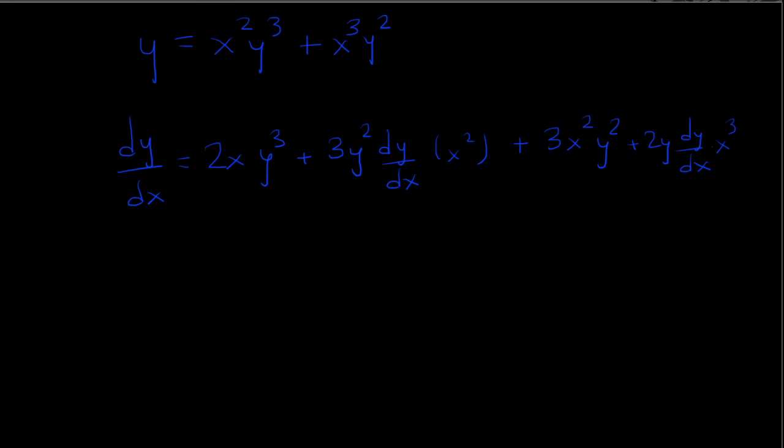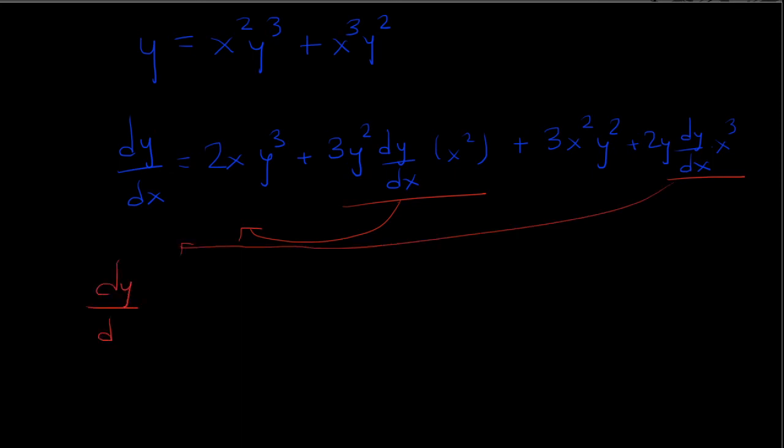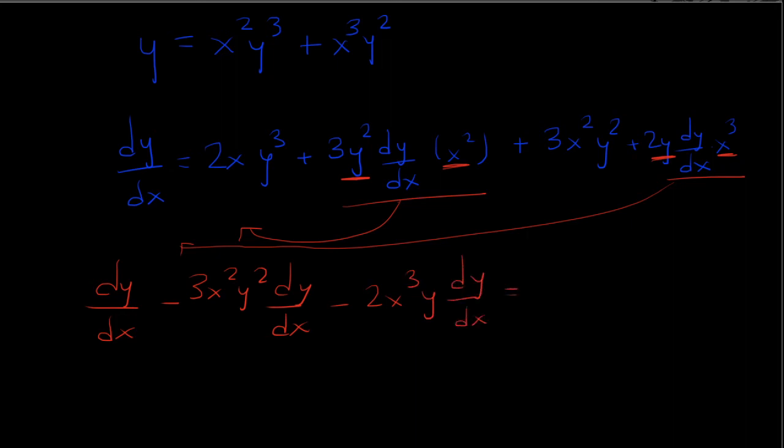I'm interested in dy over dx, so I'm going to look at the terms that have the dy over dx, and those will just move to the left. So we have dy over dx minus 3x squared y squared. I'm going to multiply these out, x squared y squared dy over dx. And I'm going to multiply 2y with x cubed to get 2x cubed y times dy over dx. Okay, what's left? Equals 2x y cubed plus 3x squared y squared.